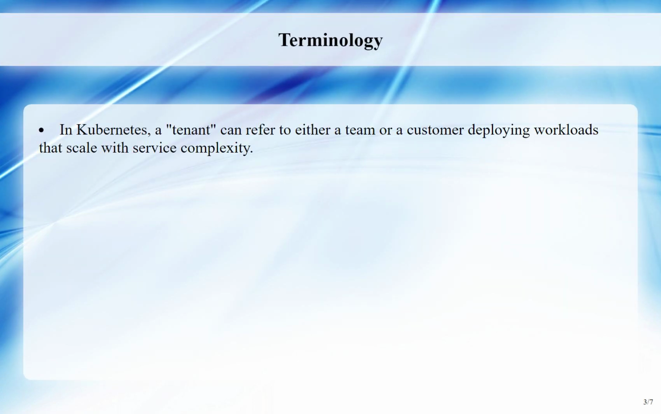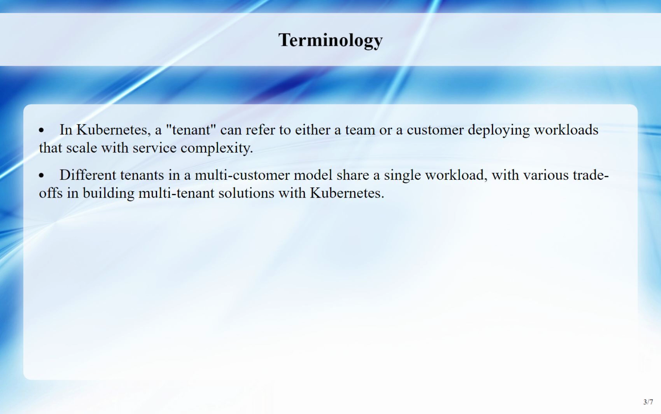In Kubernetes, the concept of a tenant can vary depending on whether multi-team or multi-customer tenancy is being discussed. In a multi-team model, a tenant is typically a team that deploys workloads that scale with the complexity of the service. On the other hand, in a multi-customer model, a tenant is a group of users who share a single workload. Organizations may use both definitions of tenants in different contexts. There are different ways to design and build multi-tenant solutions with Kubernetes, each with trade-offs that affect isolation level, implementation effort, operational complexity, and cost.